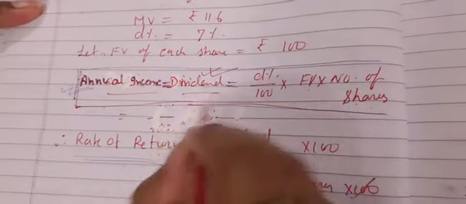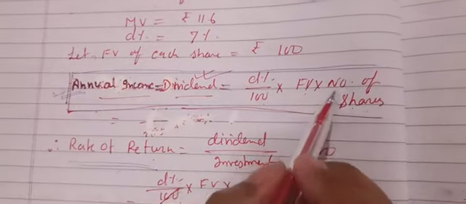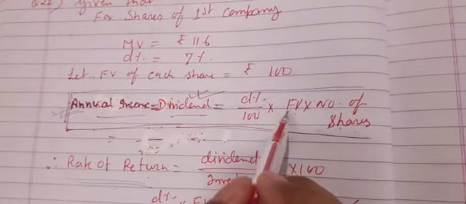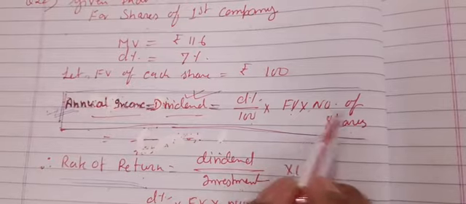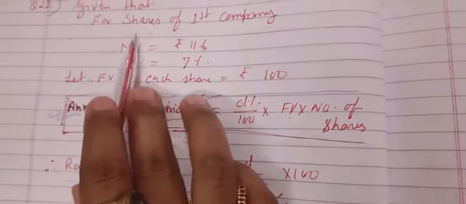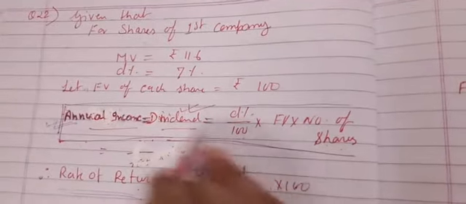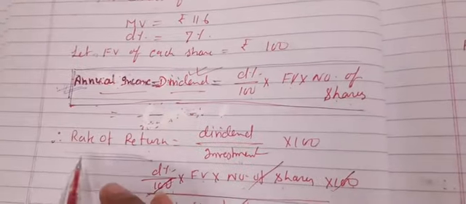Try to understand, this is the formula of dividend, but we are not going to solve it. Why? Because we have neither the number of shares nor the face value. We assumed the face value, and number of shares is also not given. Yes, market value is given, but total investment is not given, so we can't find the number of shares. So I just wrote the formula and then stopped. Now see what I am going to do.